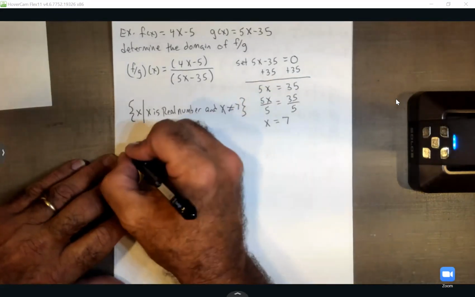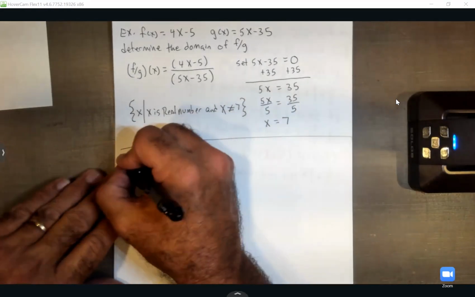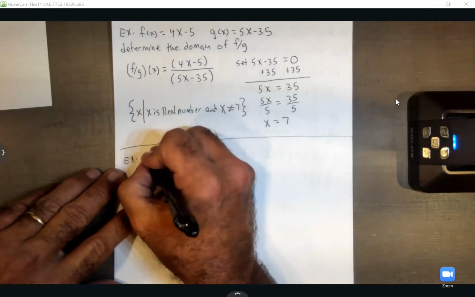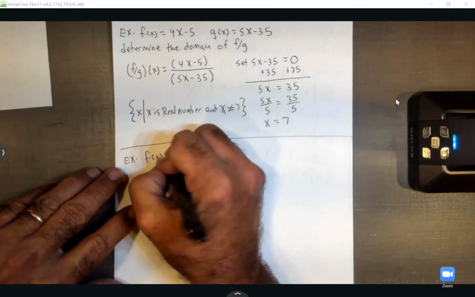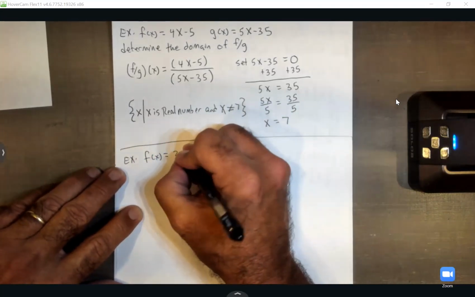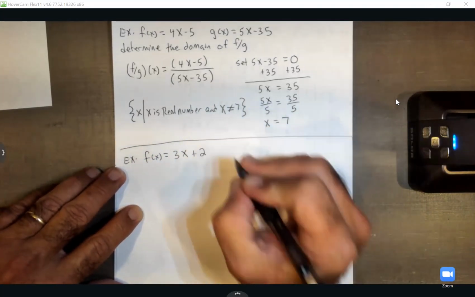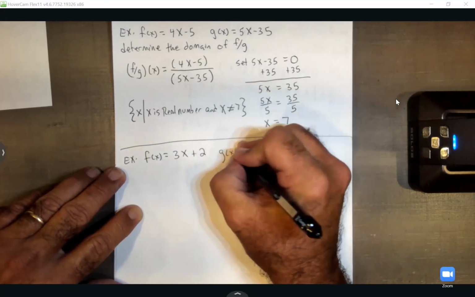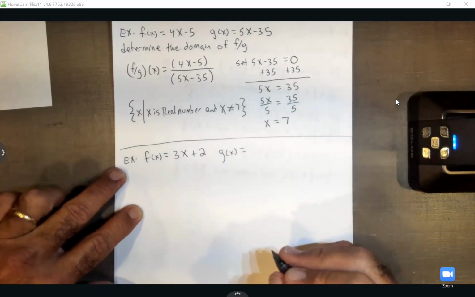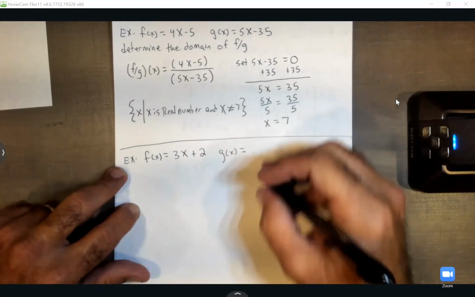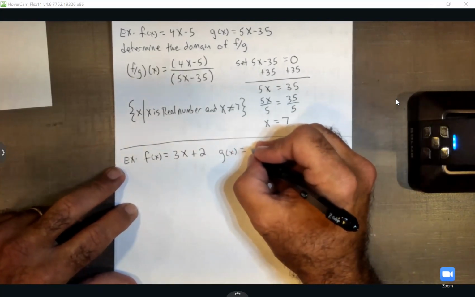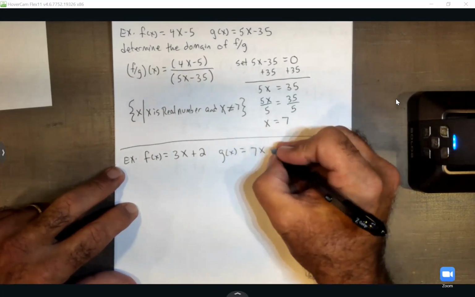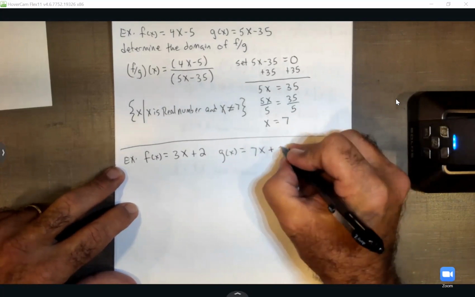So let me do one more for y'all to play with. You're going to have f of x equals 3x plus 2. You're going to have g of x equals, let me see what I want here. How about 7x plus 28.